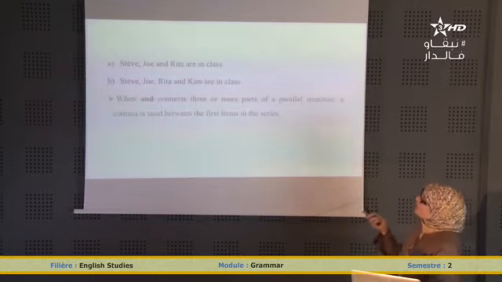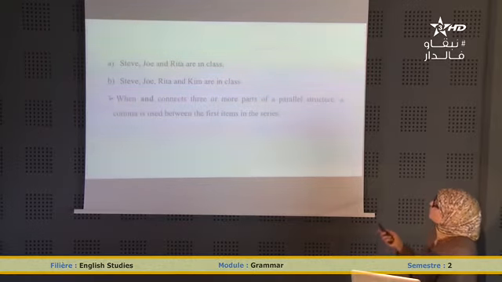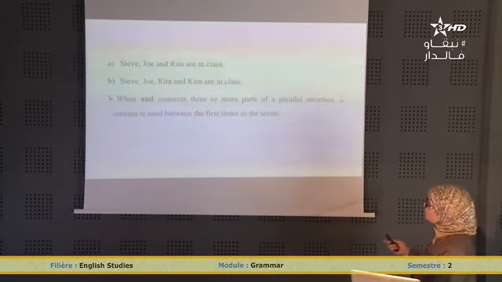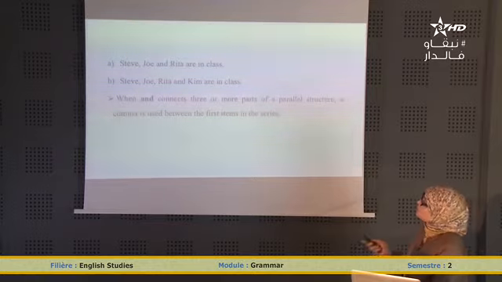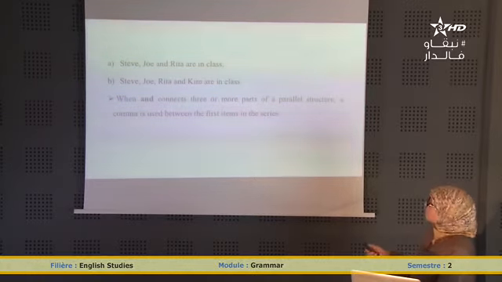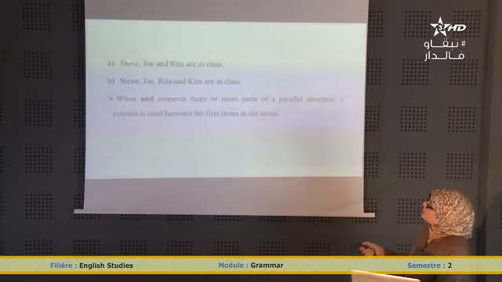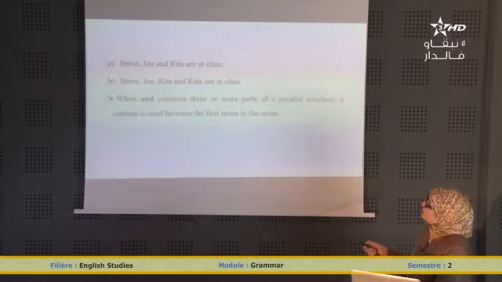Hence, when and connects three or more parts of a parallel structure, a comma is used between the first items in the series. So you have Steve and Joe as the first items here. Because we have more than three, so Steve, Joe, and Rita, we have commas between them. But then we have and the fourth item.